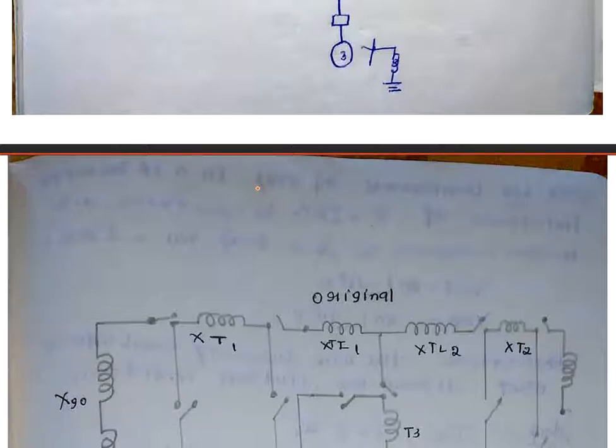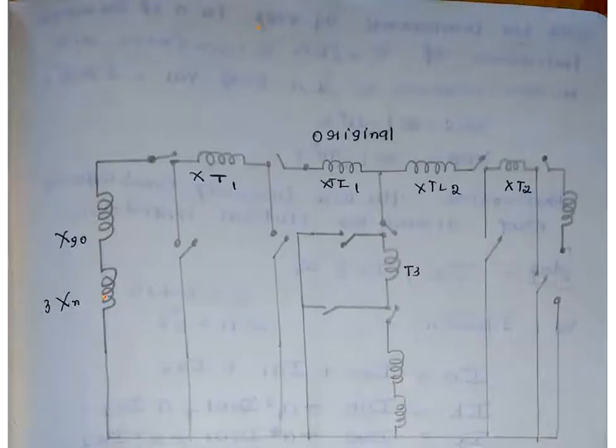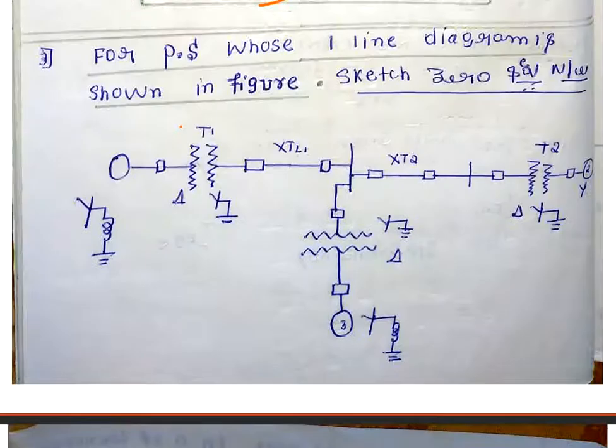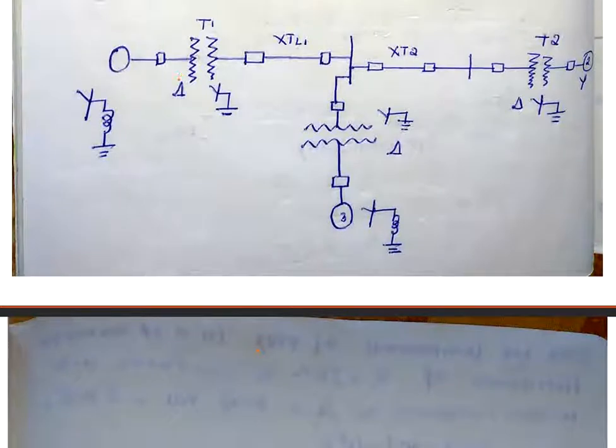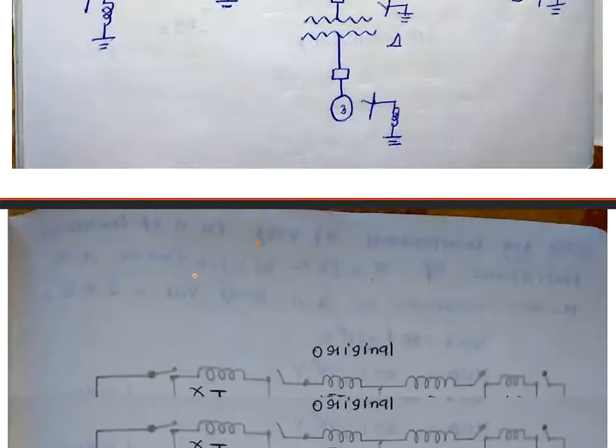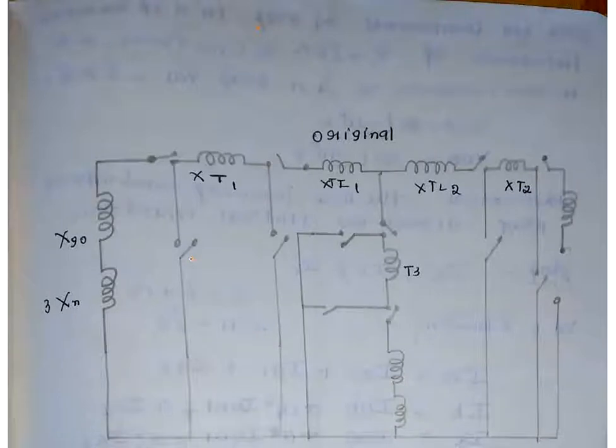Now see the original network. Since the question asks only for the zero sequence network, I need to use this 3Xn and Xg0 which are in series. Then it is connected in a delta. Delta means the parallel switch will be closed and the series switch will be open. So this has been shown as the switches. In the next diagram they will be shown. And this is a transmission line.